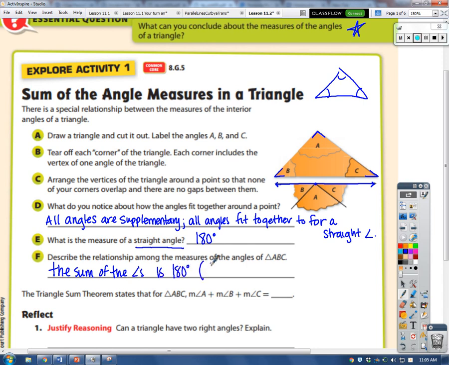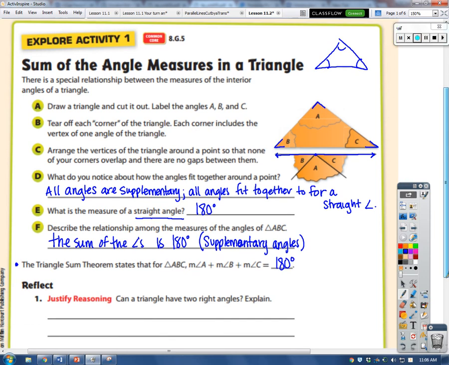And then we'll just put in parentheses here, supplementary angles. So this is all summarizing to this theorem right here. The triangle sum theorem states that for triangle A, B, C, the measure of angle A plus the measure of angle B plus the measure of angle C equals 180 degrees. So the sum of all angles of a triangle should be 180 degrees. So we can solve for missing angles when we know that.